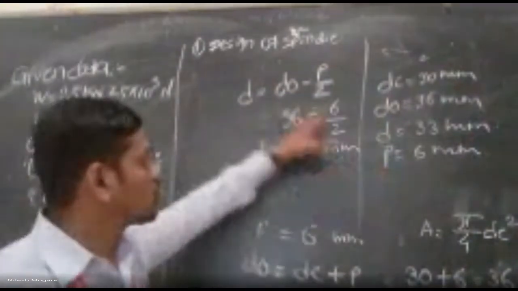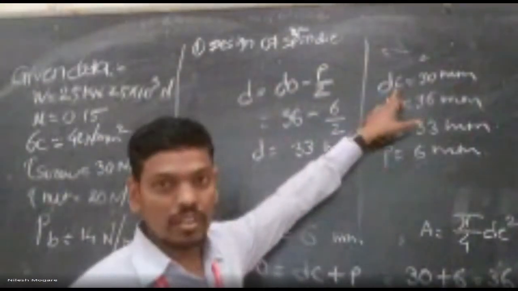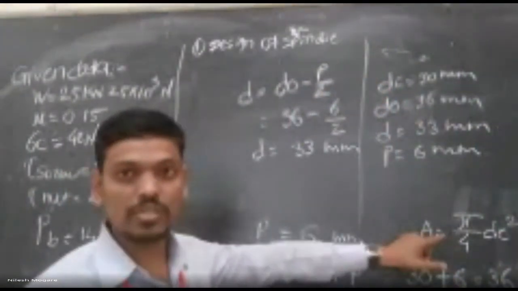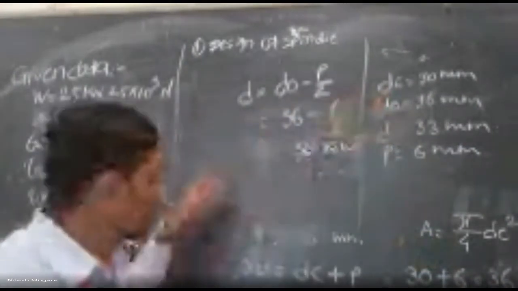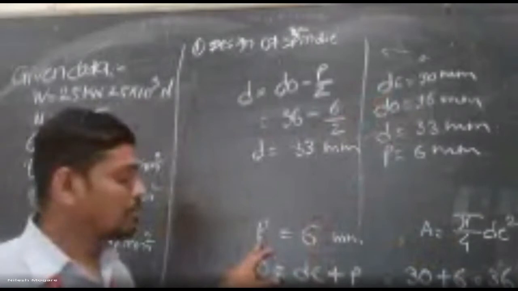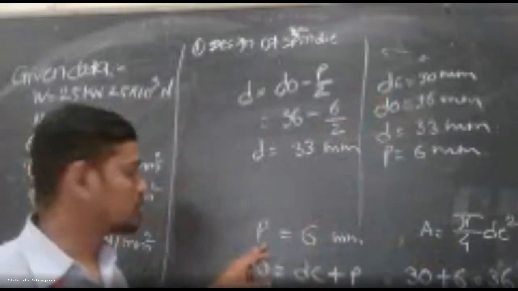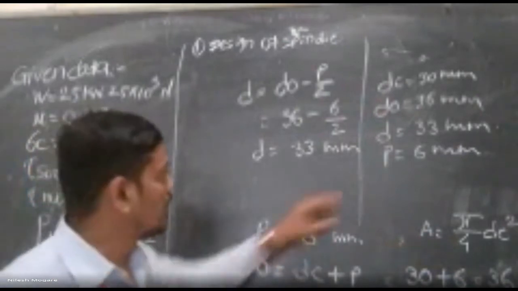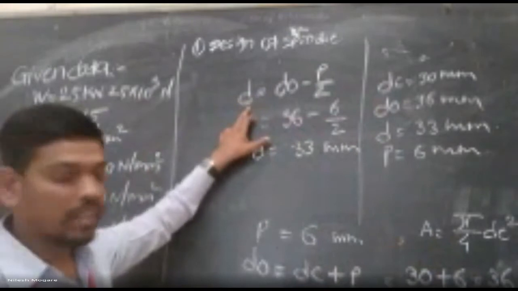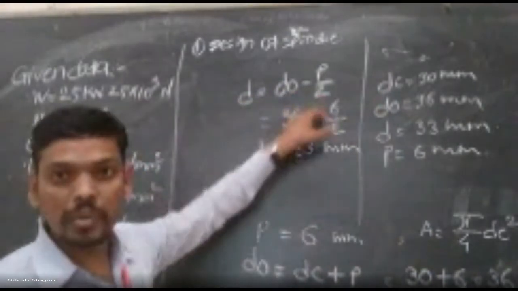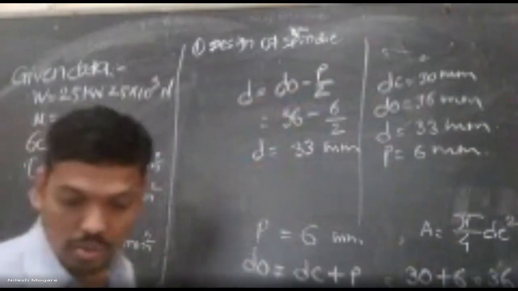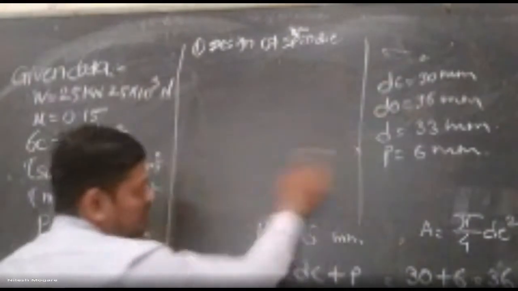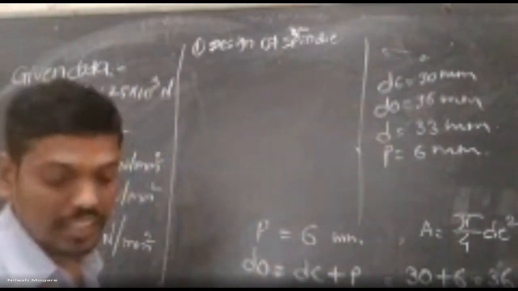We have to find the core diameter with the help of the relation stress equals load upon area, and area is pi by 4 DC square. So hence we get the value of DC. Then from the standard table we find the value of P, the pitch of the screw, then DO equals DC plus P, and then the value of D, the mean diameter, with the formula DO minus P by 2. It is 33. So this is step number 1, and we have to find all the diameters DC, DO, D.